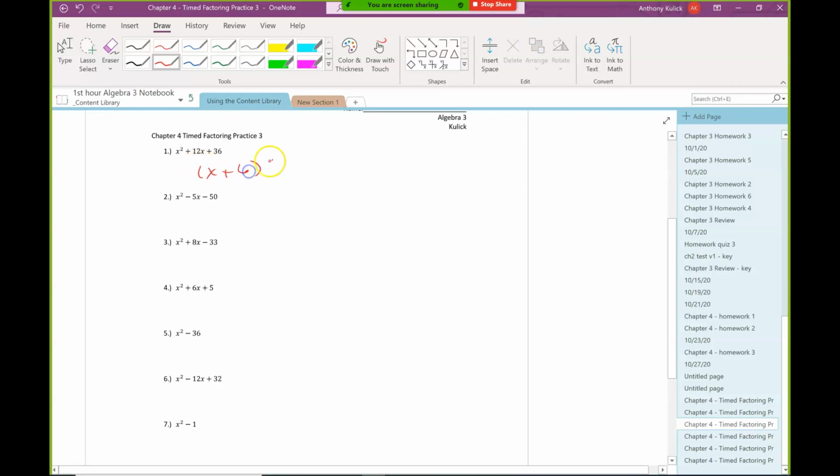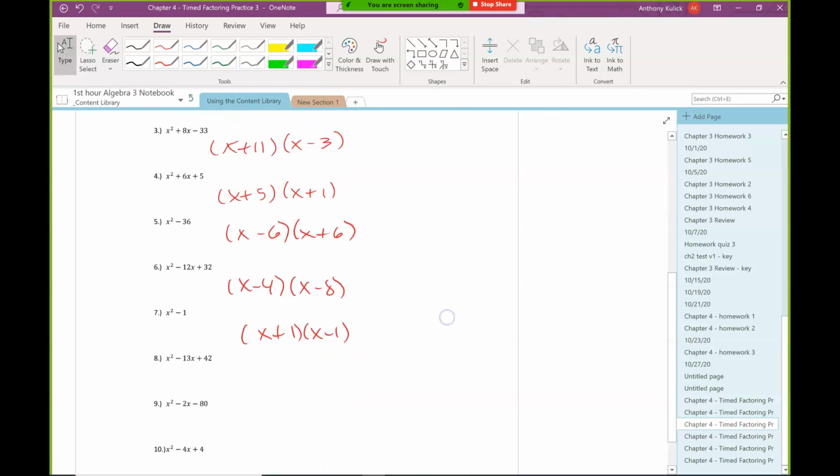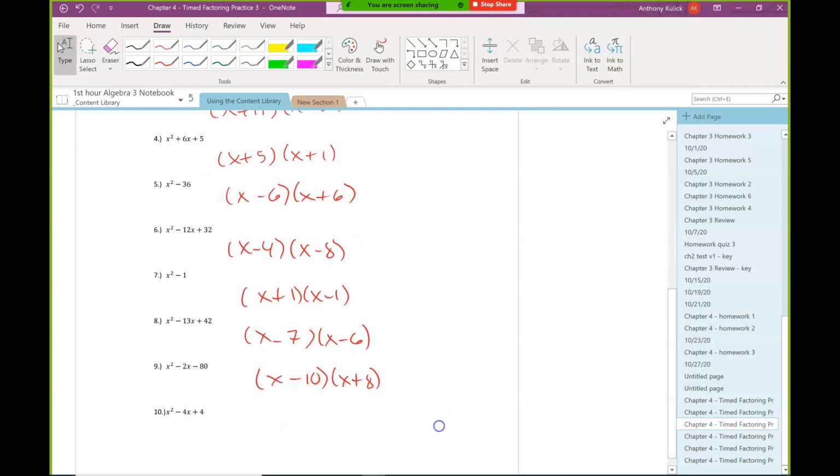So this first one is x plus 6 and x plus 6, x minus 10 and x plus 5, x plus 11, x minus 3, x plus 5, x plus 1, x minus 6, x plus 6, x minus 4, x minus 8, x plus 1, x minus 1, x minus 7, x minus 6, x minus 10, x plus 8, and x minus 2, x minus 2.